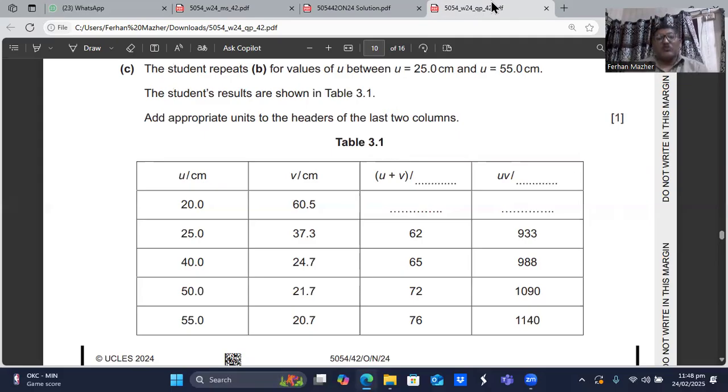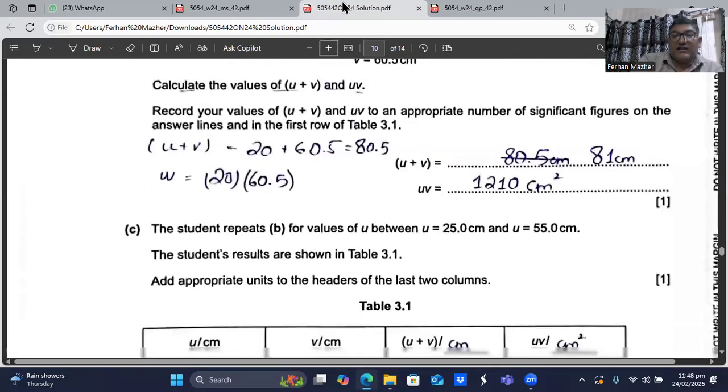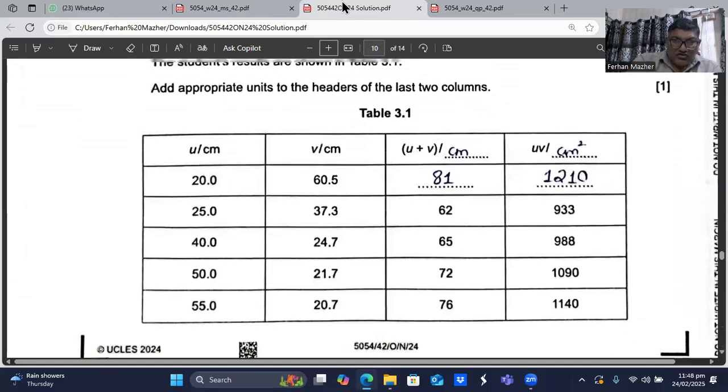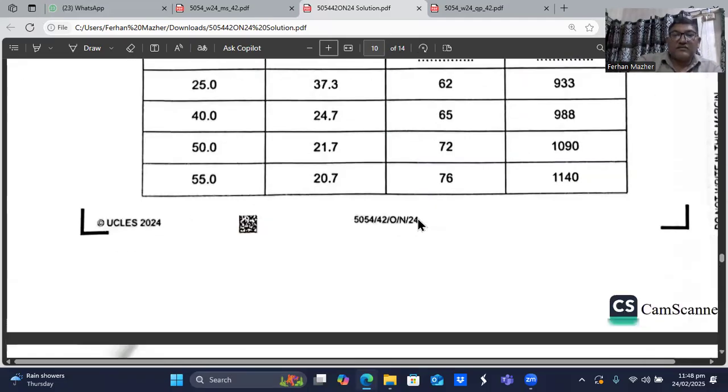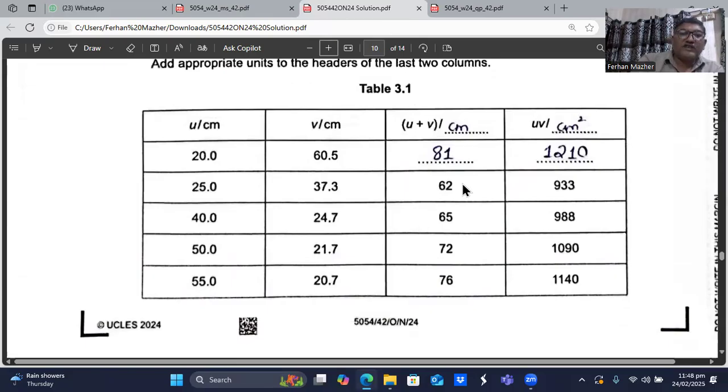The students' results are shown in the table, and add appropriate units to the headers of the last two columns. So U plus V will be in centimeters and U multiply V will be centimeter square. So here we just calculated this answer, that was 80.5, or you can round it off to 81. And we multiply this, that is 1210. So we will put these values in this table. So here you can see that we have filled that table. So here I have written 81 and here we have written 1210. Okay, so we are going to use this.